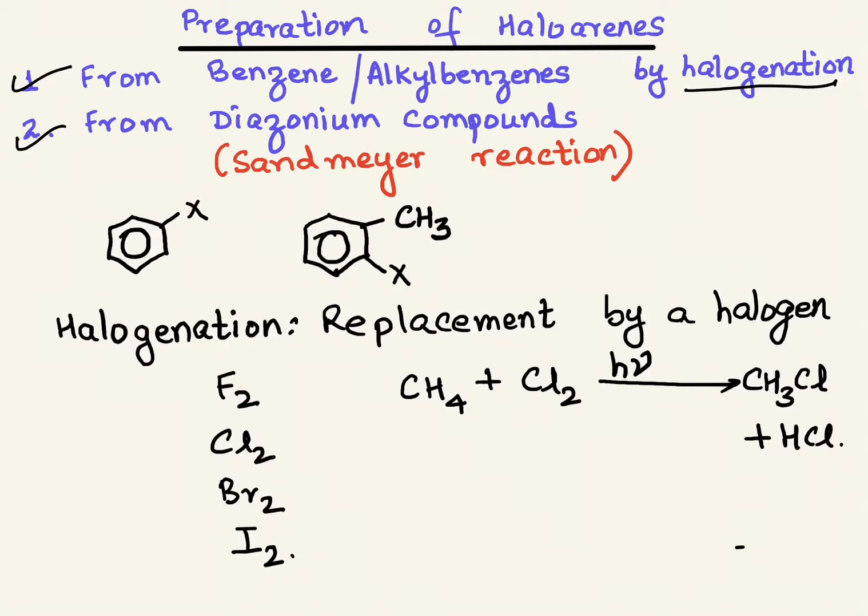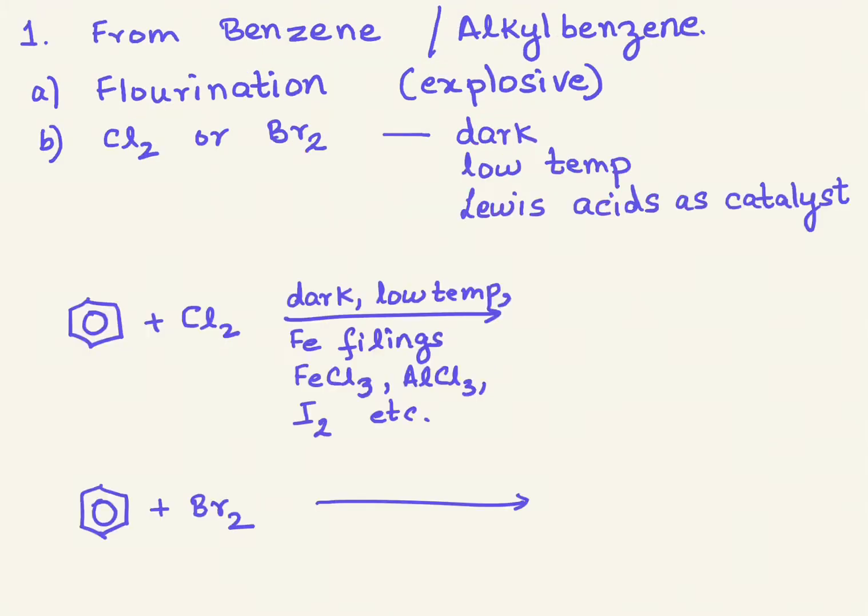Now, under what conditions do benzene and alkyl benzenes undergo halogenation? Is it easy or difficult? Let's have a look. So, of course, fluorination, as we already know, it's an explosive reaction. So, no risk taking, we are not talking about it. Yes, it's an explosive reaction, so we don't carry it out also in the laboratory. Come to the second one.